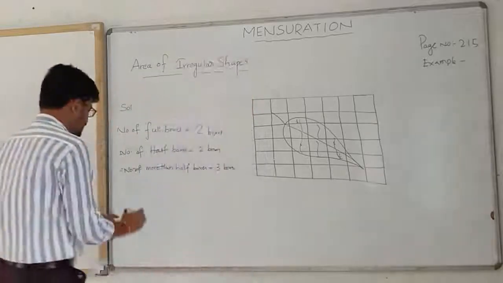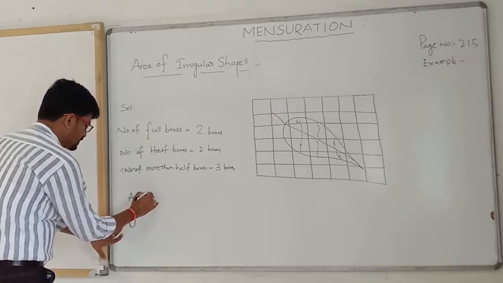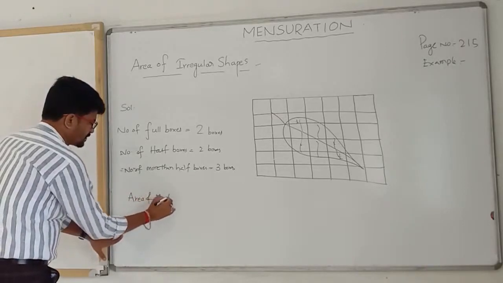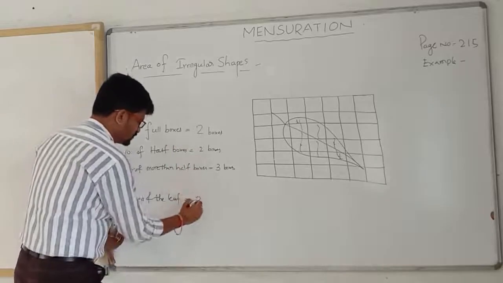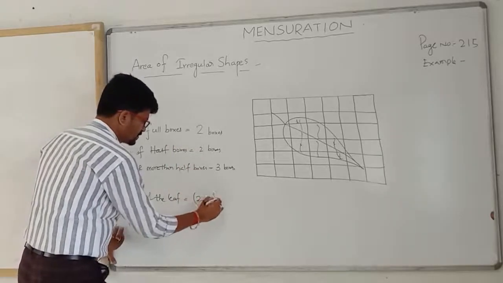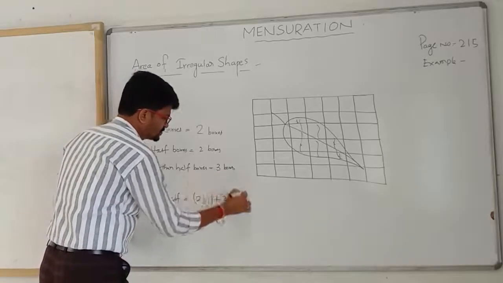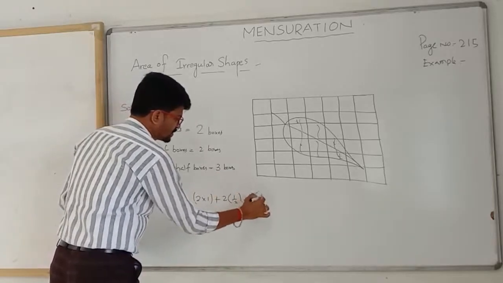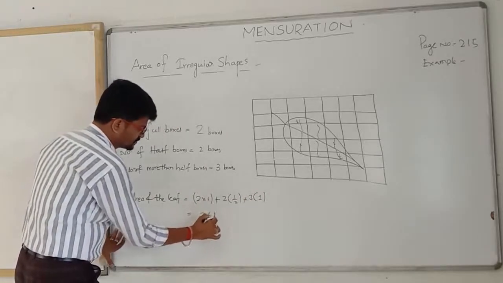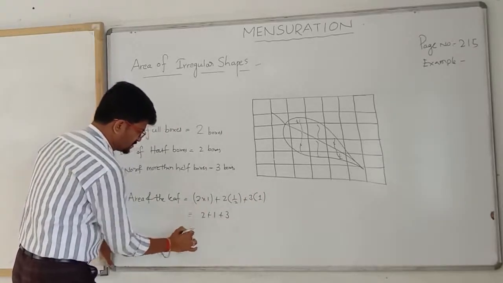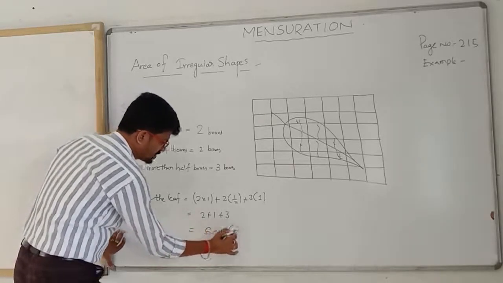Now, therefore, area of the leaf is equal to 2 into 1 plus, this is half, 2 into 1 by 2 plus, this is more than half, 3 into 1. That implies this is 2, this is 1, this is 3. That implies 6 centimeters square.